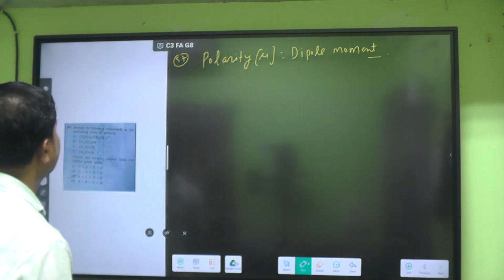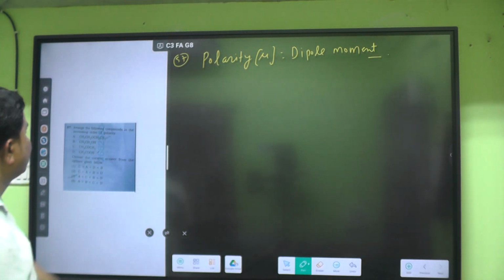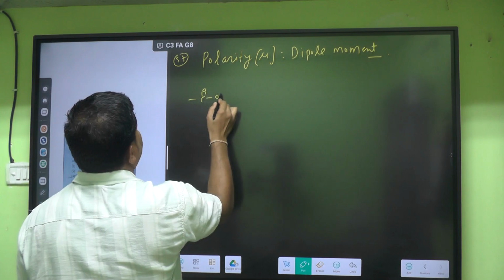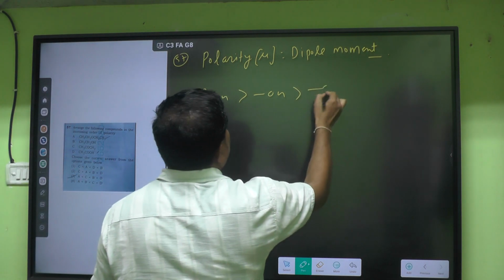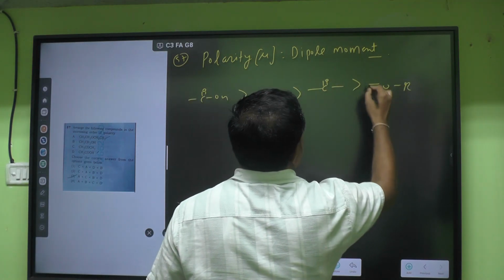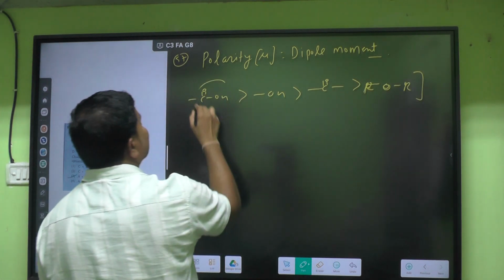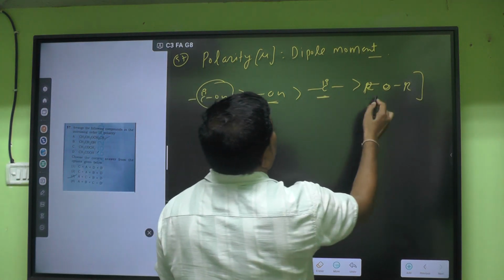Remember everyone, polarity depends on dipole moment. Now it is more polar. We require acidic hydrogen. The acid group is more polar, then alcohol, then ketone, and then the ether group. Remember, the ether group is less polar. So the polarity order will be: acid is most polar, then alcohol, then ketone, then ether.